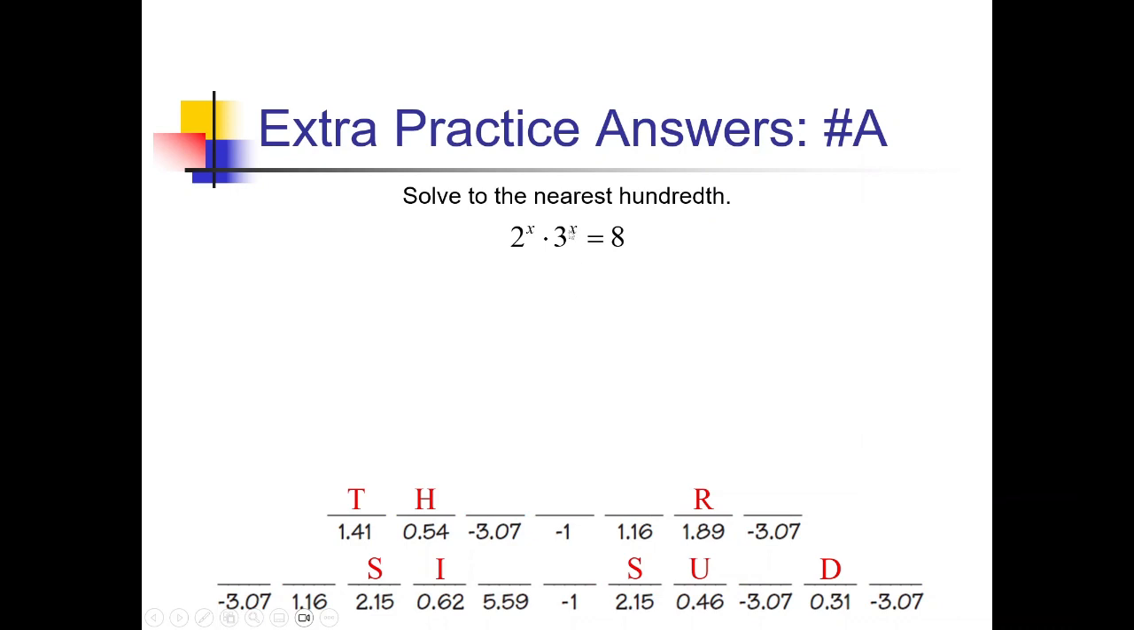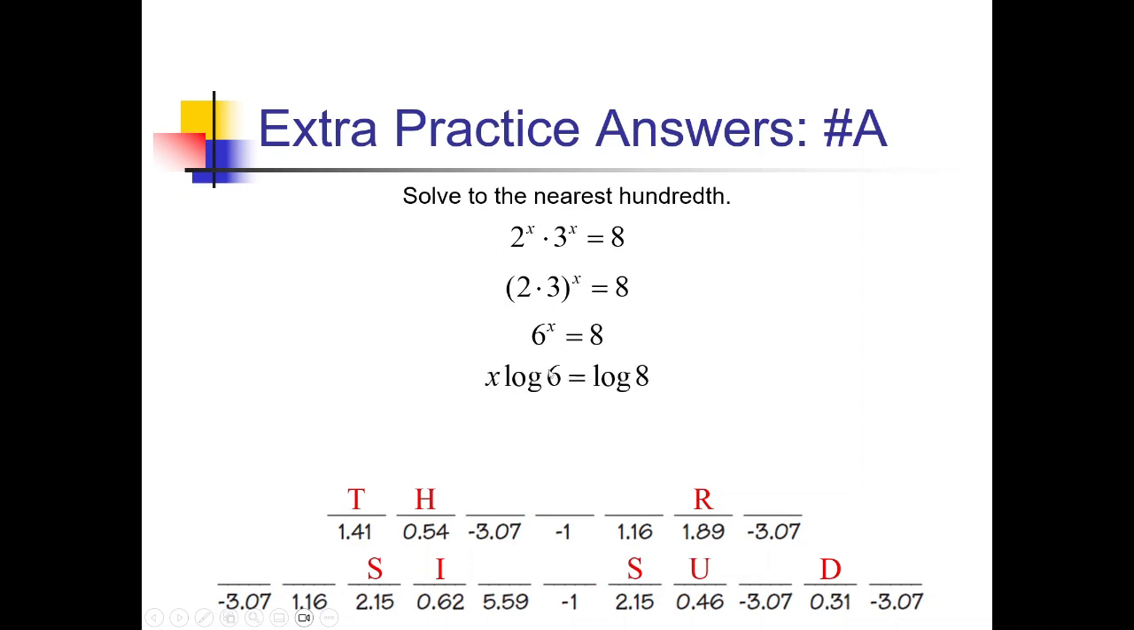For problem A, I've got a 2 to the x and a 3 to the x all ready together on one side. It's not ideal, but what I can do is take an exponent of x out of both of those and move the 2 and the 3 together inside of parentheses being multiplied. I can just turn that into a 6 to the x now, just to make things a little bit nicer to look at. And at this point, we're ready to just take the log of both sides.